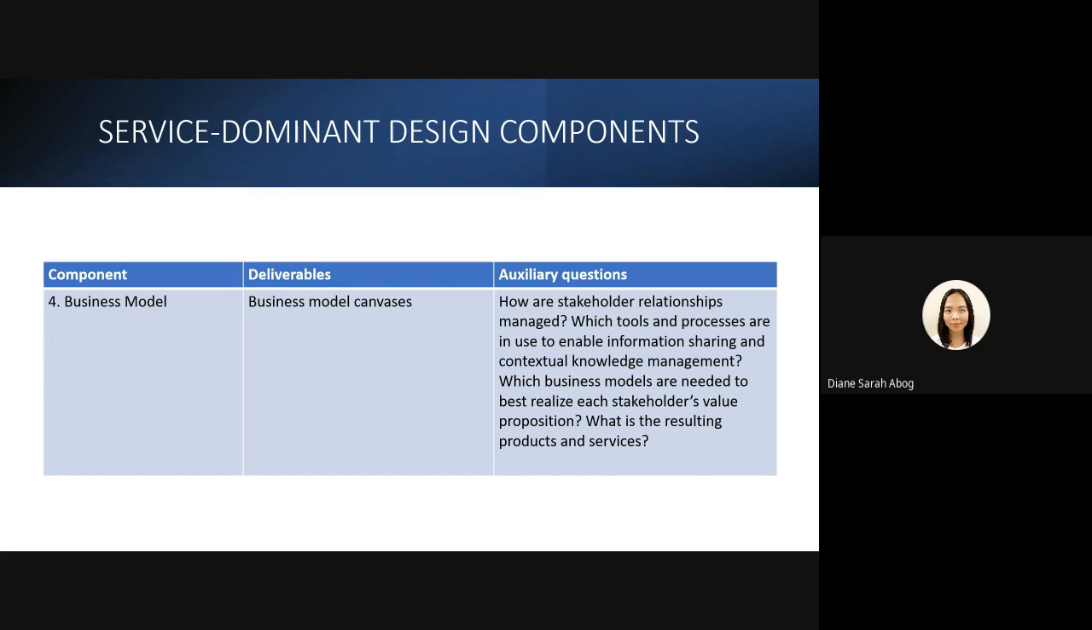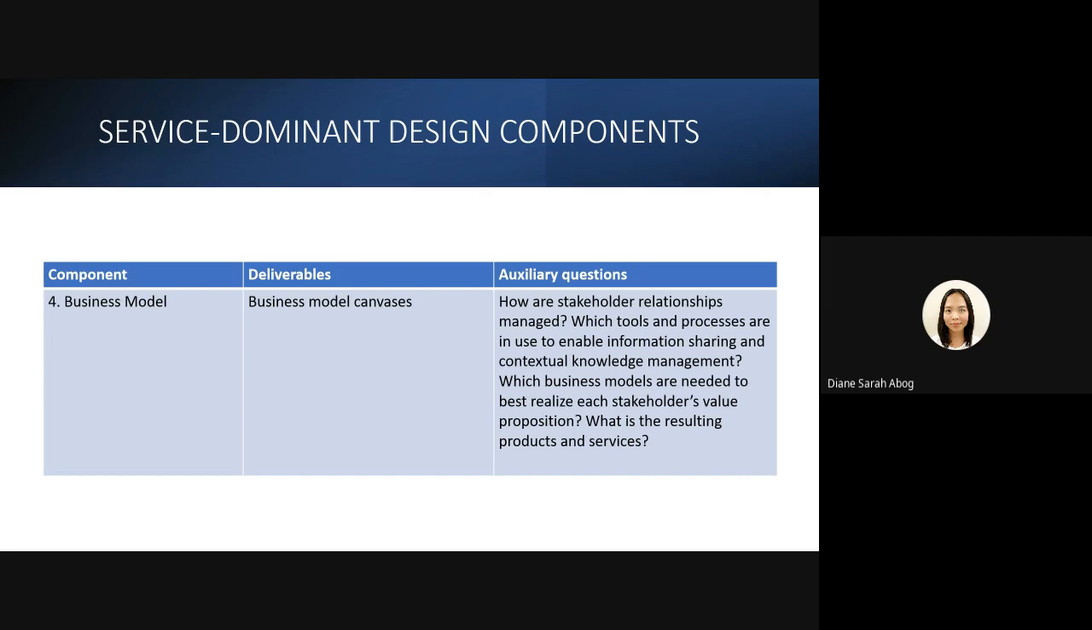For those who also take up the advanced system design implementation, one of the points that were discussed in the last lecture was the business model. So that is also an example of what will be the output for this component of this service dominant design. So the auxiliary questions are, how are stakeholder relationships managed?